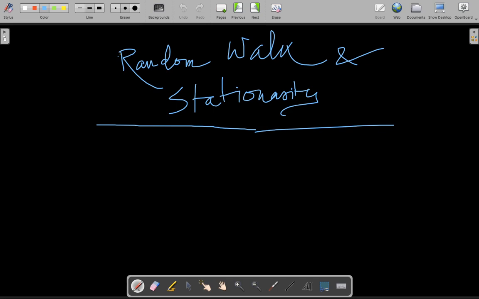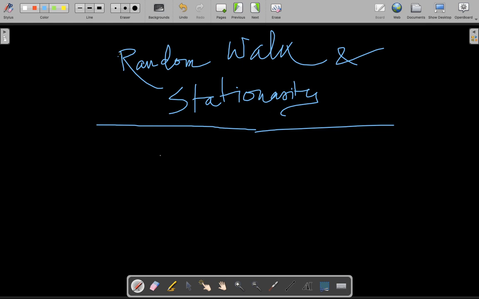Welcome back to the lecture of time series econometrics. In this lecture, we are going to talk about the stationarity property of the random walk models. Now, if you remember, there are certain conditions which are required to be fulfilled for a time series to be stationary. And we mentioned three such conditions.